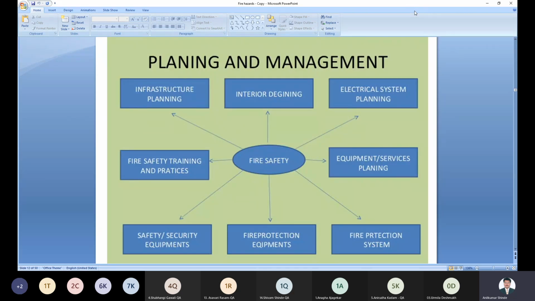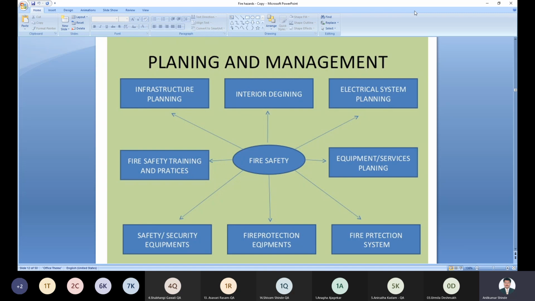Then planning and management is very important. You have to plan to prevent fires and manage them. First, infrastructure planning is very important. Before you build or locate any company, infrastructure planning must be done. Then there is interior designing. Then electrical planning: what the different electrical points are, which wiring is used, whether good quality wiring is used, and which different power points are considered. This is called electrical system planning.